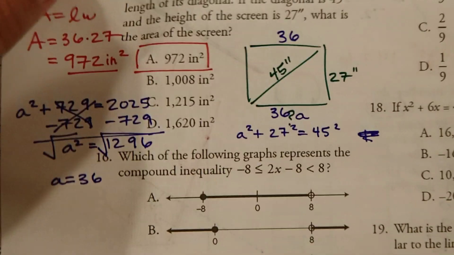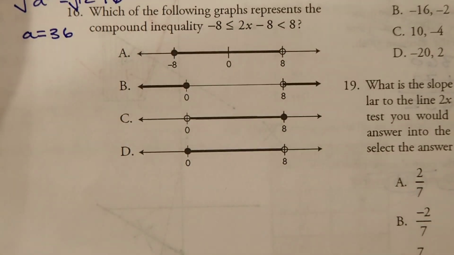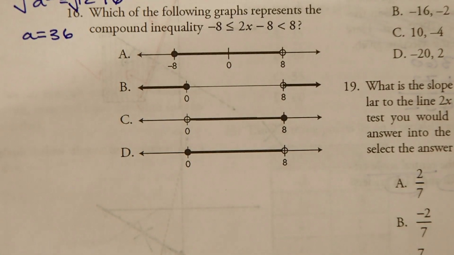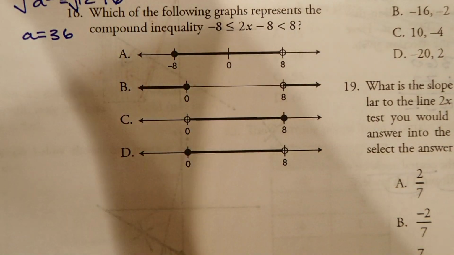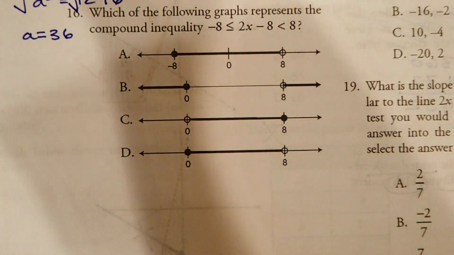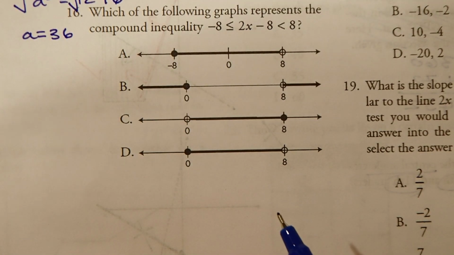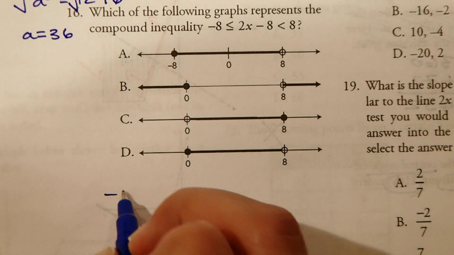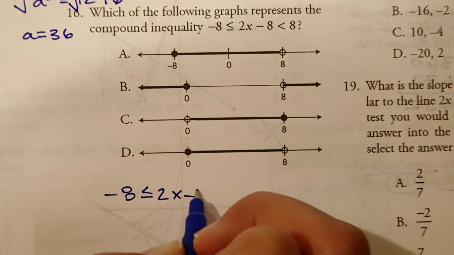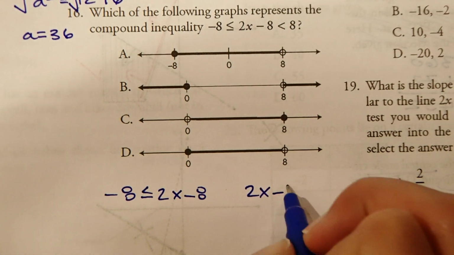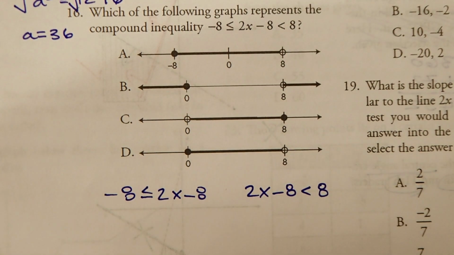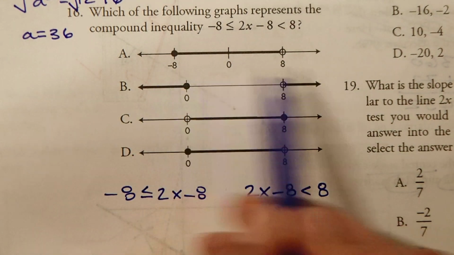All right, number 16. Which of the following graphs represent the compound inequality negative 8 is less than or equal to 2x minus 8, which is less than 8? Okay, so let's get started here. First, we need to solve these two inequalities. So we're going to say negative 8 is less than or equal to 2x minus 8. And we're also going to say 2x minus 8 is less than 8. And we need to solve these independently in order to get our two values.